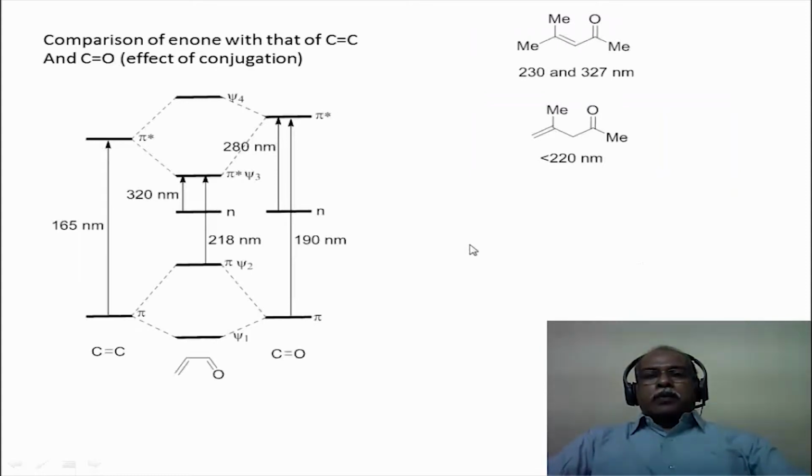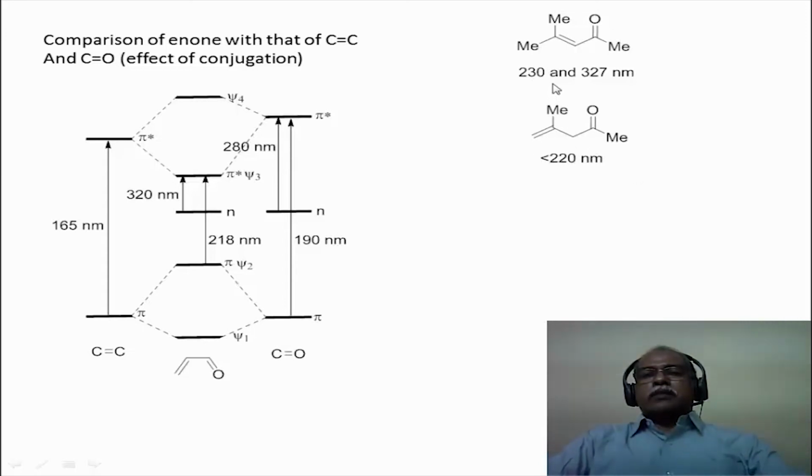Now compared to a conjugated enone, a non-conjugated enone has a much lower absorption. This is illustrated by again taking mesityl oxide and the isomer of mesityl oxide. In this molecule, the double bond is in conjugation with the carbonyl functional group, whereas in this molecule, the double bond is not in conjugation with the carbonyl functional group. This molecule does not have any absorption, all the absorption is less than 220 nanometer. There are no absorption bands above 220 nanometers in this particular molecule.